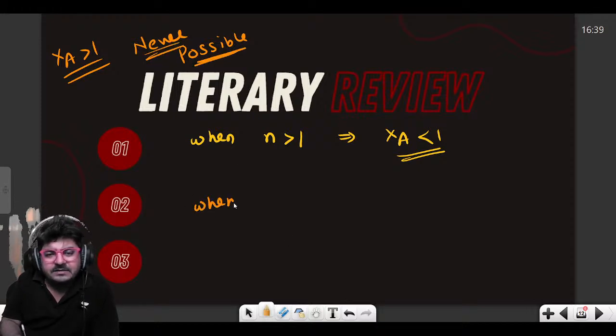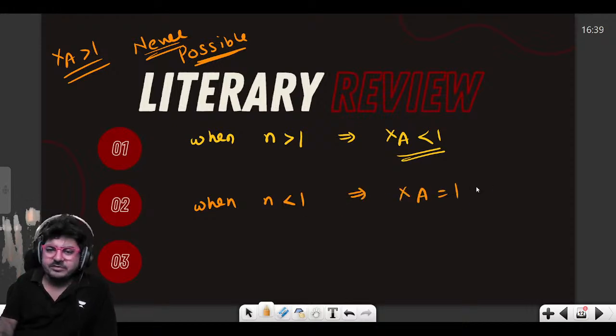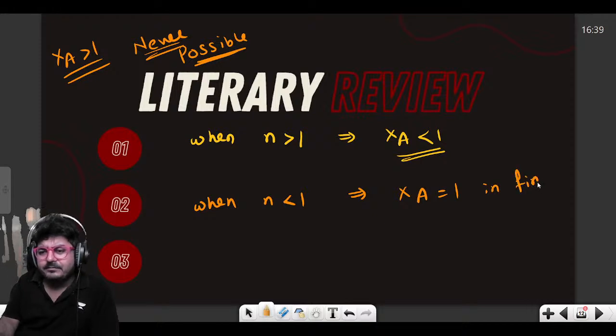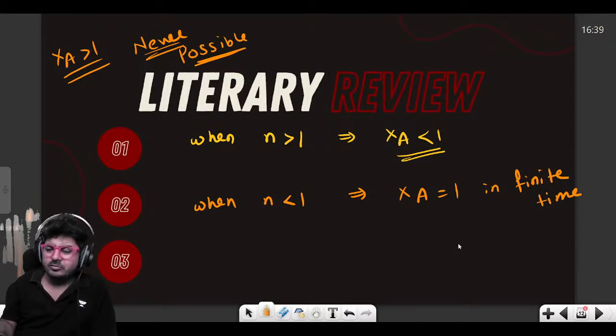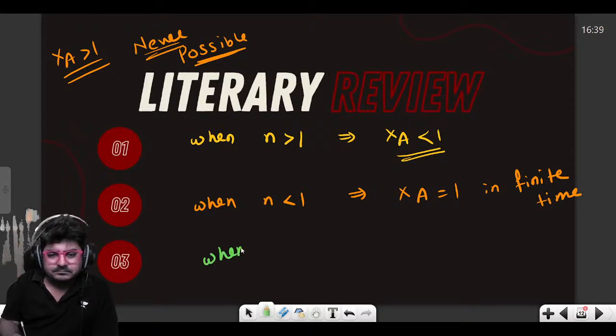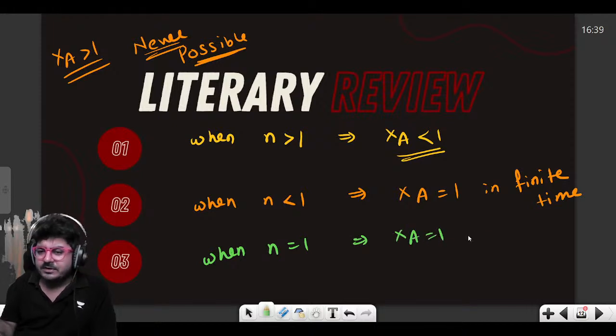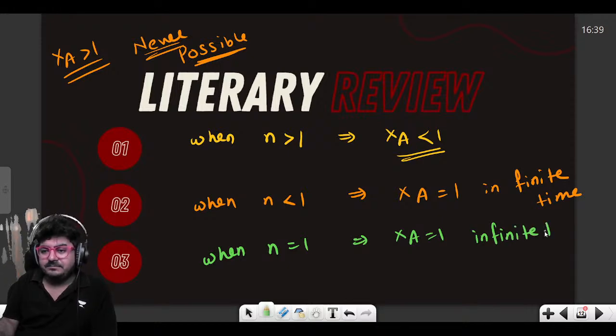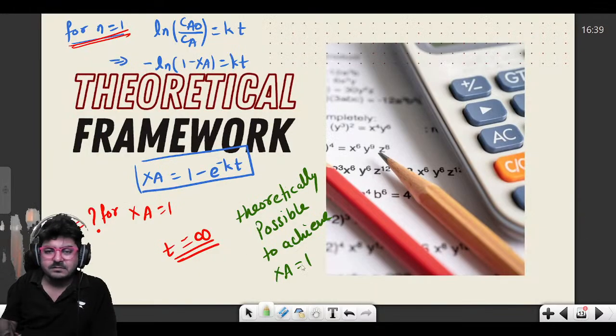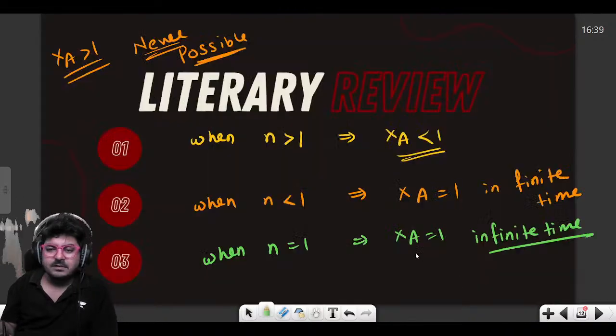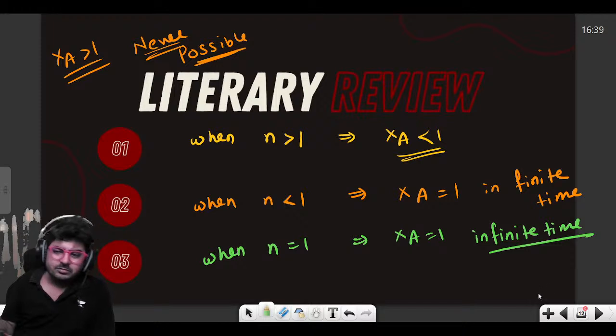And similarly, when n is less than 1, x equal to 1 is possible in finite time, or you can say definite time. But when n is equal to 1, x equal to 1 is possible to achieve, but it will take infinite time, as we have seen. Okay, so these are the few things which all of you should know.